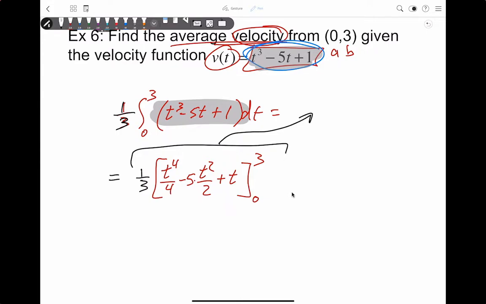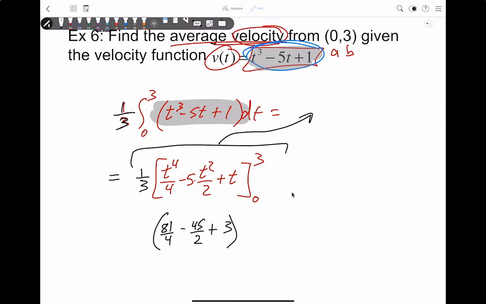Okay? So let's go ahead and plug in 3. So we have 3 raised to the power of 4, which is 81 fourths. And then we have 3 squared is 9, so we have 45 halves. And then we're going to add 3. All of this is f of b. That's plugging in the 3.